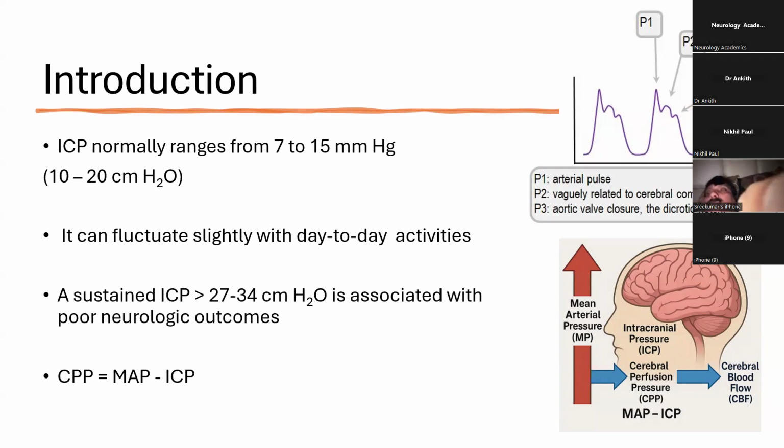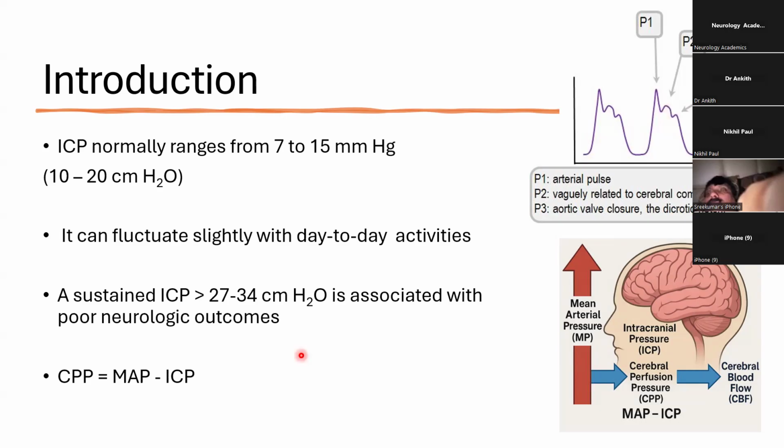So here the P1 is higher than the P2. What happens in a raised ICP is that this cerebral compliance decreases. So this P2 comes higher up actually. When the P2 is higher than P1, that is normally the pattern we see when there's a raised ICP. So in addition to this normal 10 to 20, suppose the ICP is persistently above 27 to 34 centimeters of water, that is said to be associated with poor neurological outcomes.